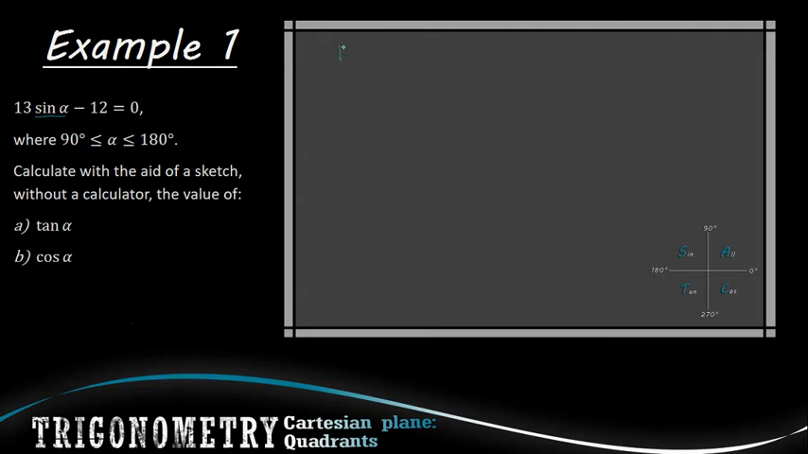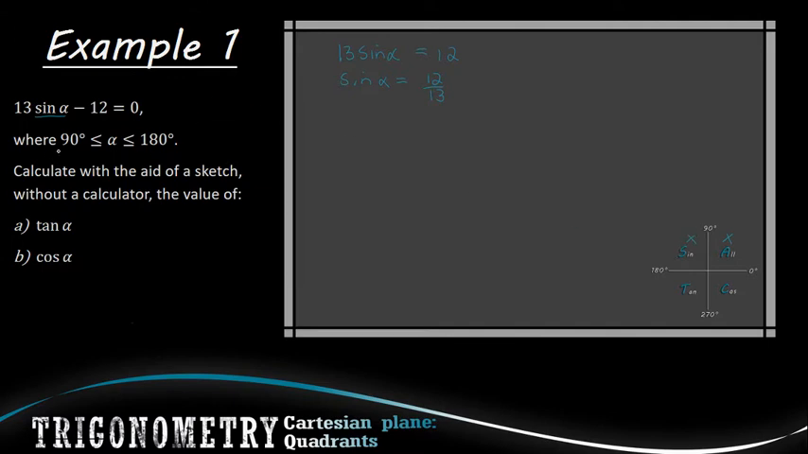I have 13 sine of alpha, and then I'm just going to take the 12 over to the other side, equals 12, and then divide both sides by 13. So sine alpha is equal to 12 over 13. And then we see that sine is positive. This value is positive, so that means it's either going to be in the first or the second quadrant.